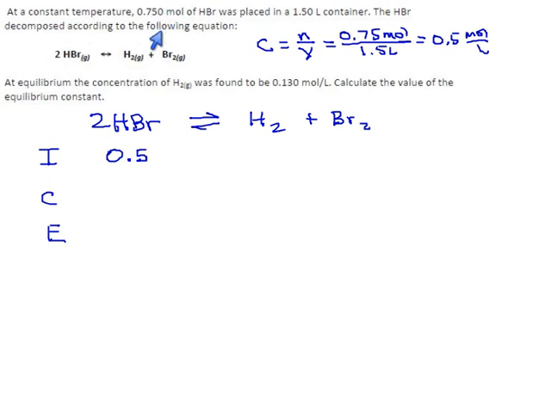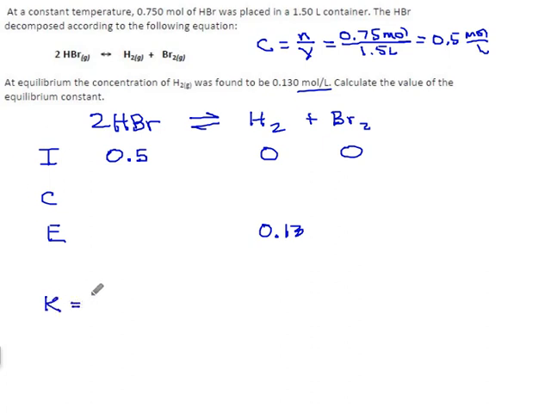HBr decomposes according to this equation. Okay, so they say they put this amount in the container and nothing else, apparently, so no hydrogen, no bromine to start. At equilibrium, the hydrogen was found to be 0.13. This is moles per liter, so that's legit. We can use that number. We don't have to divide it by anything. And they say calculate the value of the equilibrium constant.